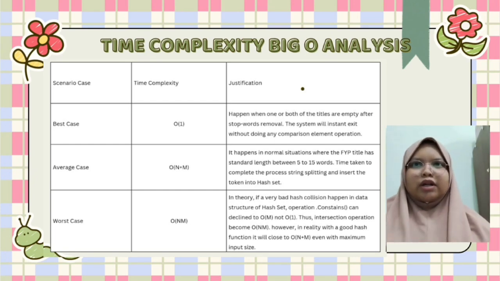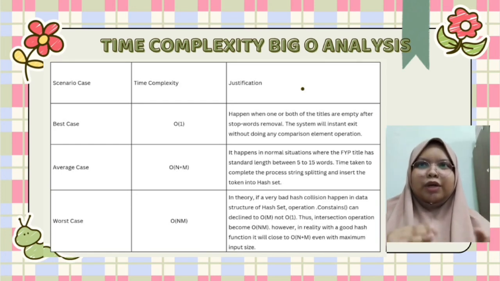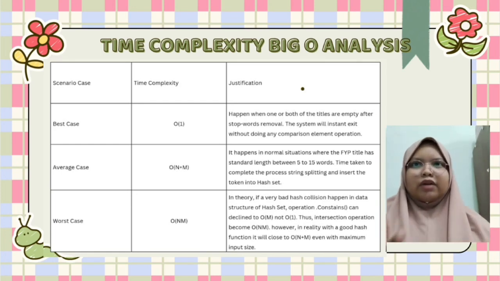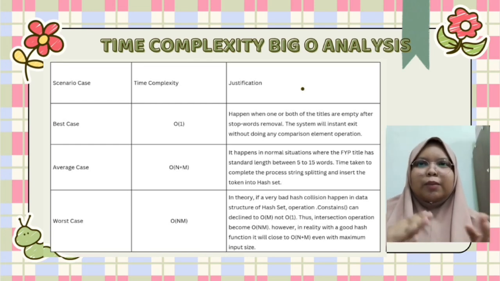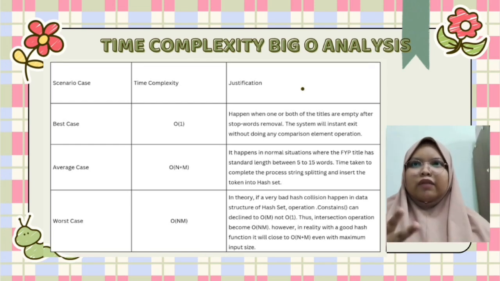For the average case, big O of n plus m, it happens in normal situations where the FYP title has standard length, between 5 to 15 words. This is the time taken to complete string splitting and insert the tokens into the hash set.